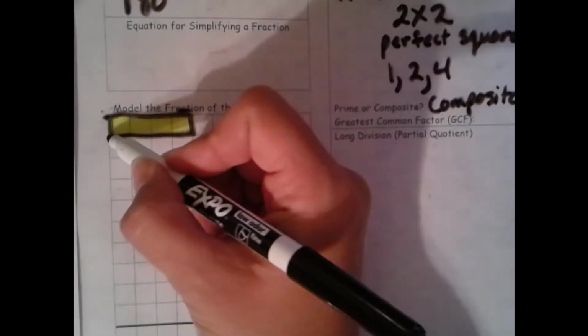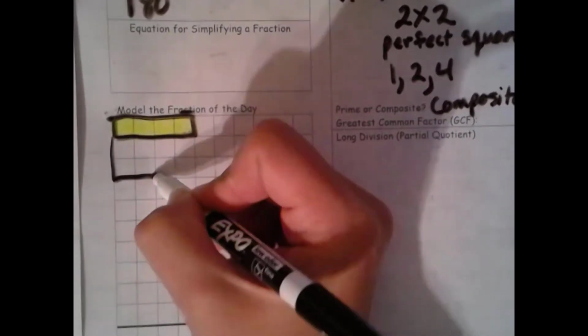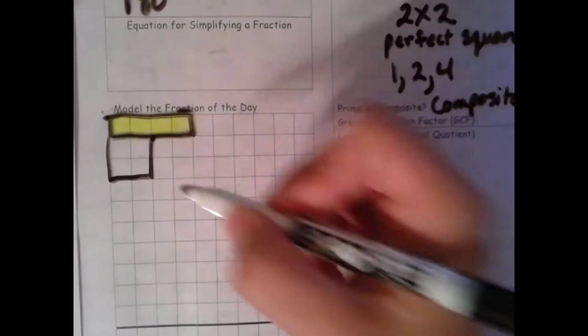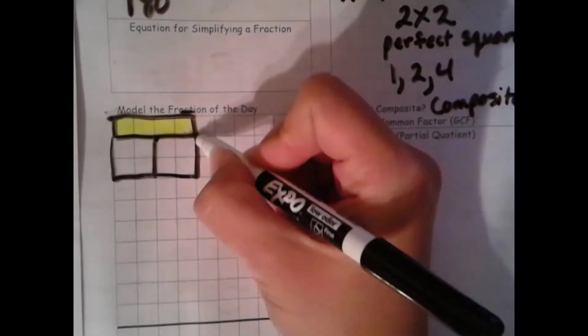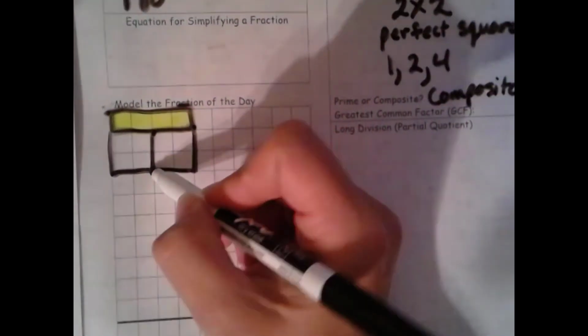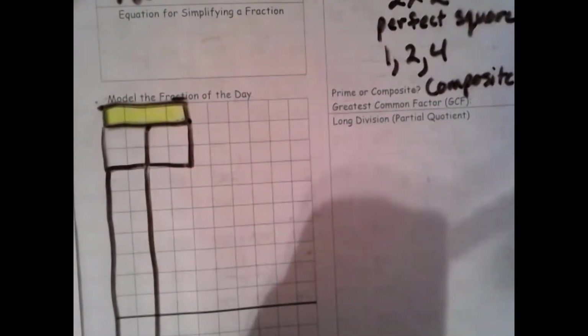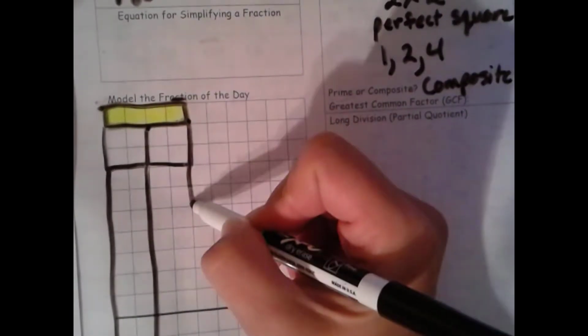You don't want to have part shaded and part unshaded. But this is why it's called a perfect square, because you have a 2 by 2, it makes an actual square perfectly. So our perfect square numbers, when they have the same factors, end up making perfect squares.